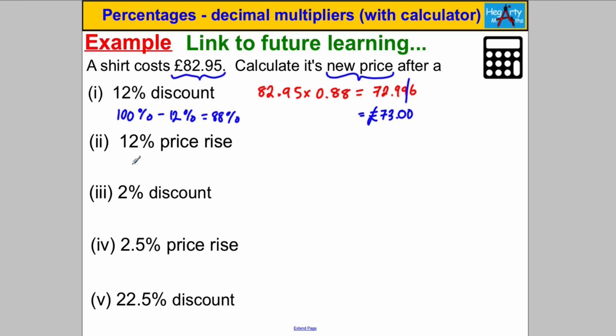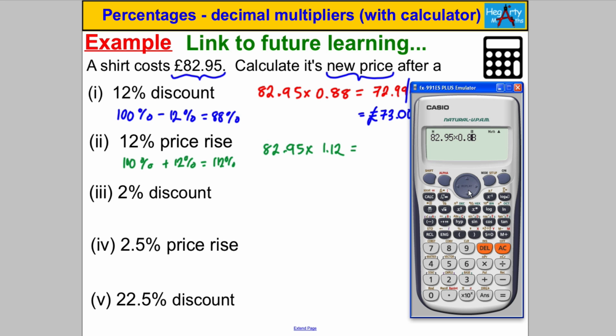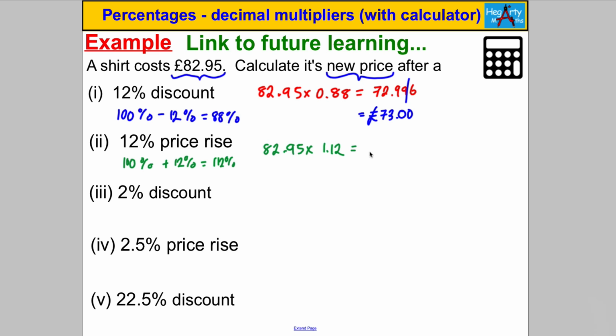Okay, the next one, a 12% rise. So we've got ourselves 100%. We rise, so we increase by 12%, so that will be 112%. The decimal multiplier we'll use is 1.12. So we're going to do 82.95 multiplied by 1.12 and see what we get. So 82.95 multiplied by 1.12, and I get myself the following, 92.904, which when I round it will round to £92.90.